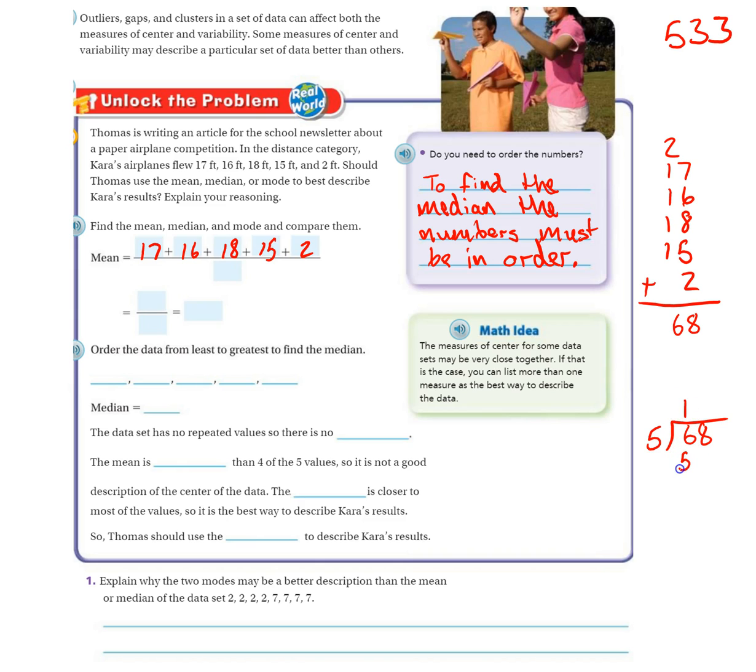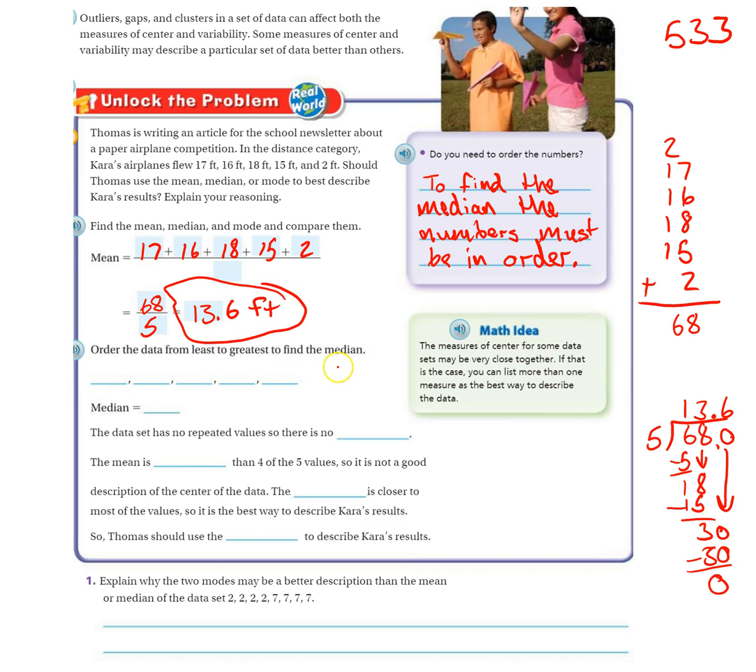5 goes into 6 one time. 5 goes into 18 3 times. Add a decimal, add a 0, bring it down. 5 goes into 30 6 times. So we did 68 divided by 5, and we got 13.6. And these are feet. So that was the mean.